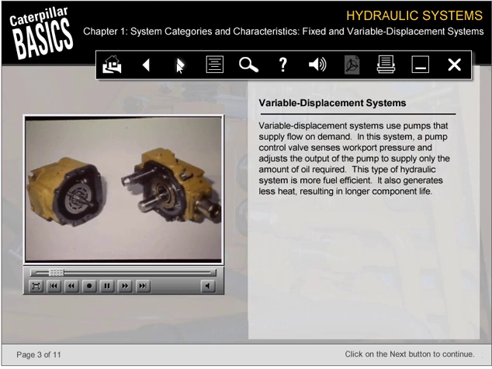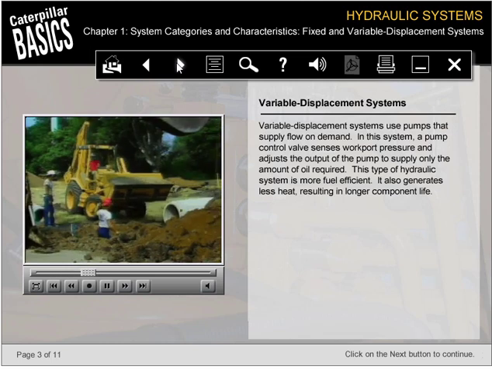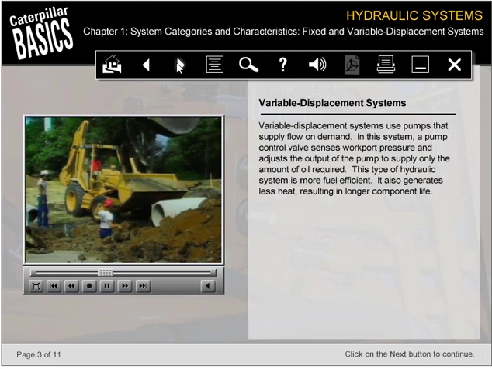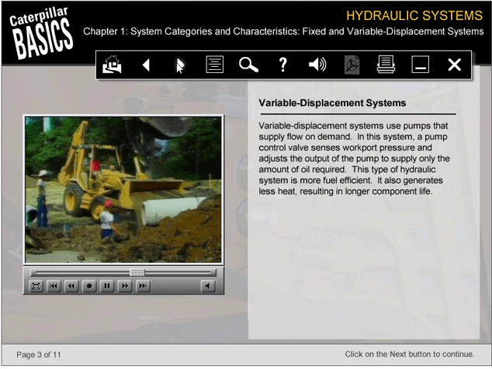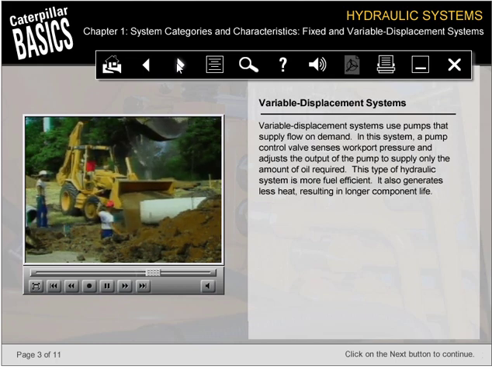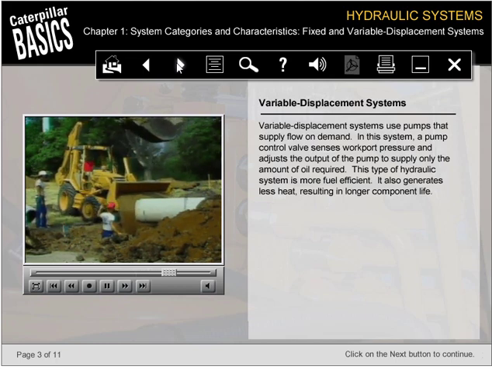Variable displacement systems use pumps that supply flow on demand. In this system, a pump control valve senses work port pressure and adjusts the output of the pump to supply only the amount of oil required. This type of hydraulic system is more fuel efficient. It also generates less heat, resulting in longer component life.